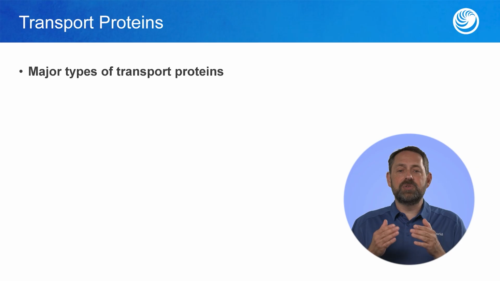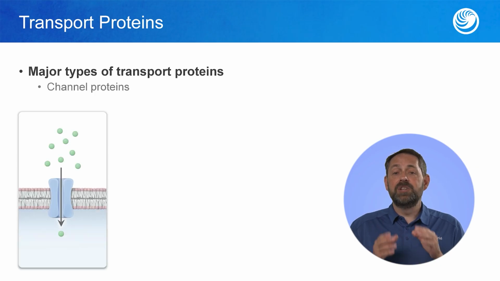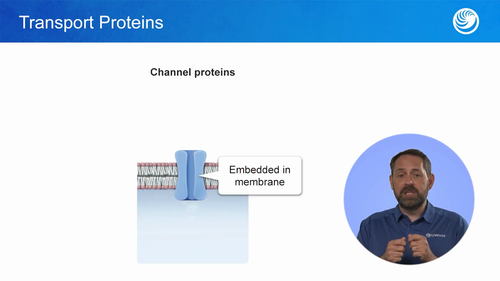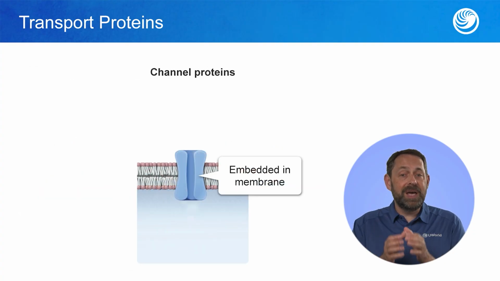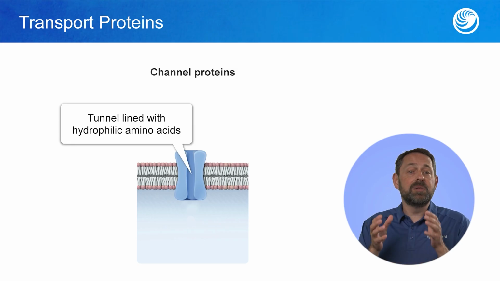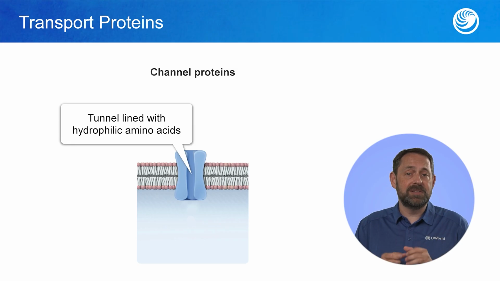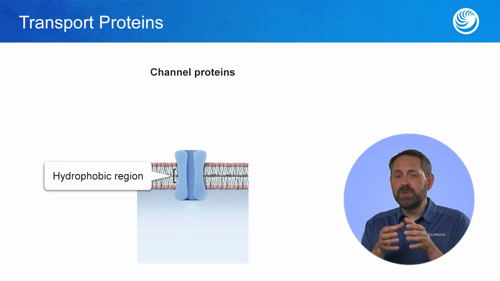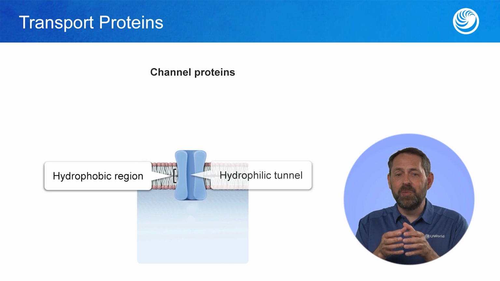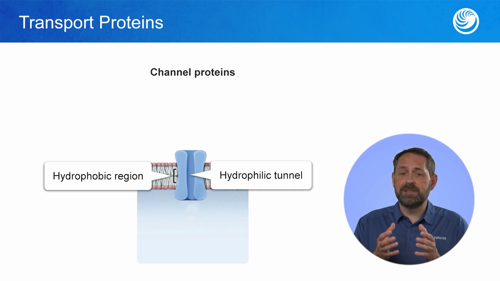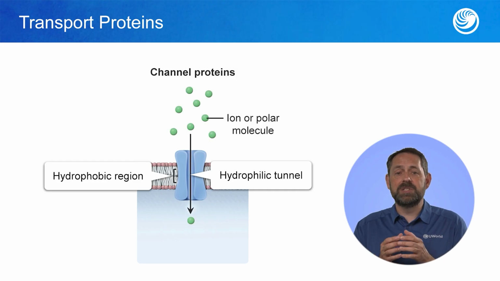There are two major types of transport proteins: channel proteins and carrier proteins. As you can see, channel proteins are embedded in the membrane and contain a tunnel lined with charged and/or polar hydrophilic amino acids. Hydrophobic regions of the protein hold the protein stably within the lipid bilayer, while the hydrophilic tunnel, lined with charged and/or polar amino acids, allows hydrophilic substances such as ions and polar molecules to pass through the membrane.